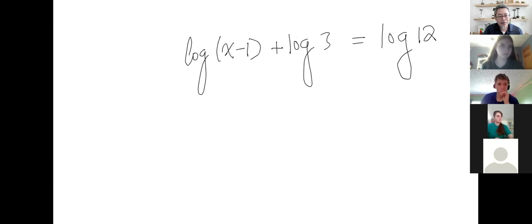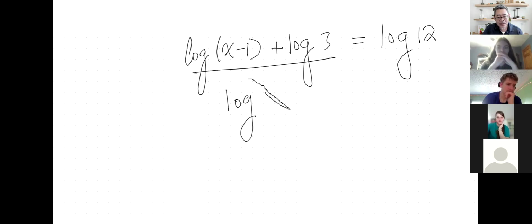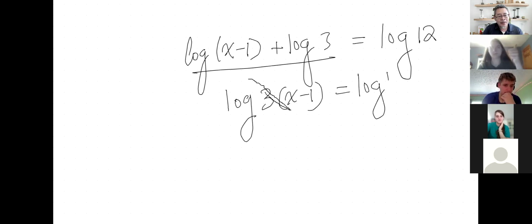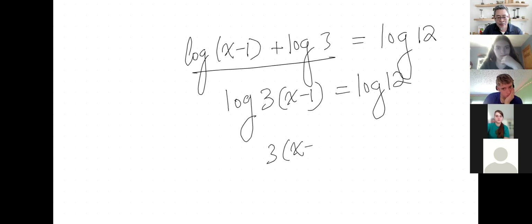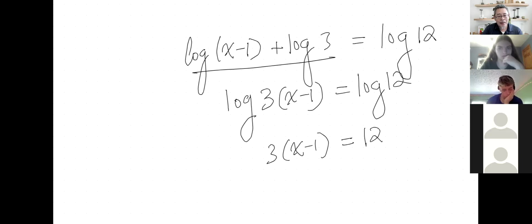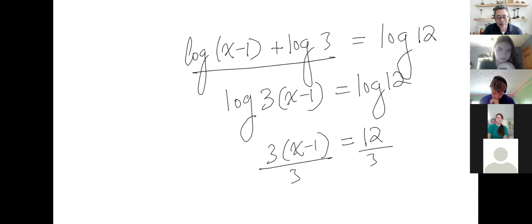Okay, so what's your first step? First step is combine them, which gives us log 3 times x minus 1. Are we good here? Therefore we know 3 times x minus 1 should equal 12, right? Are we good on the second step? Next step, we divide by 3 on both sides. So x minus 1 is equal to 4, right? Then add 1 on both sides, then x is 5.